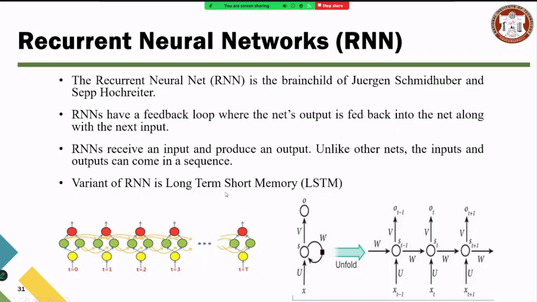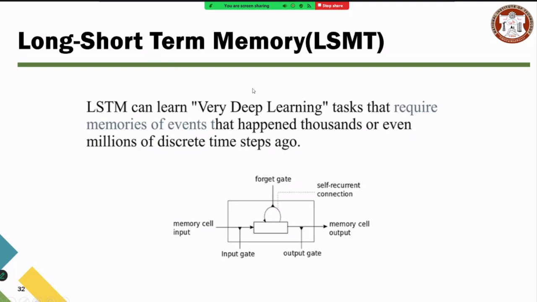The variant of recurrent neural network is LSTM, long short-term memory. Look at this long short-term memory. You might have heard about circuits in COA or digital systems. That means the two varieties of circuits: sequential and combinational circuits.